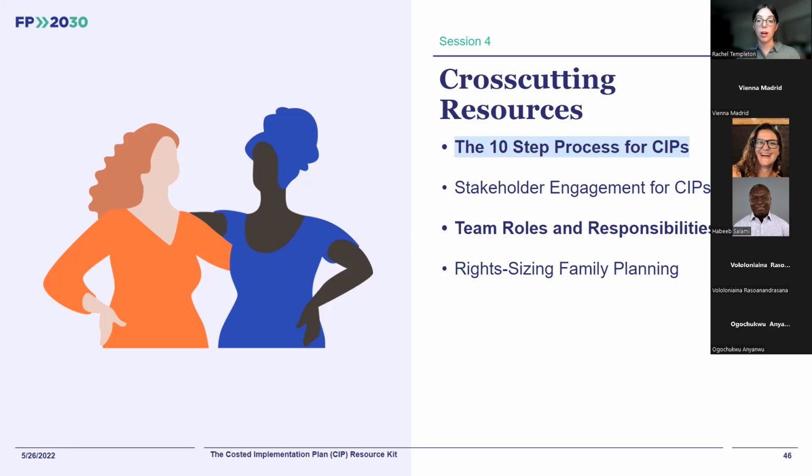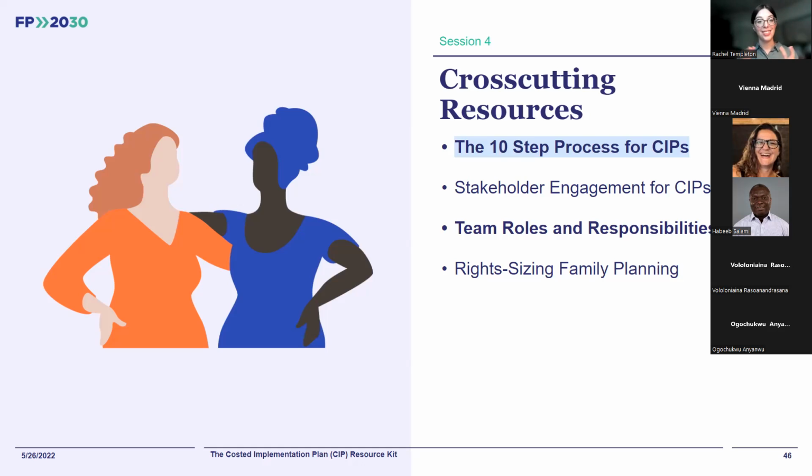So looking at the cross-cutting resources, I want to highlight that first resource, which is the 10-step process for CIPs. This is a key reference document for the entire resource kit. So if you are wondering where to start, this is your key starting point for the resource kit. It will walk you through all of the 10 steps and activities under each of the steps. We'll highlight what resources are relevant for what stage, what to use when.